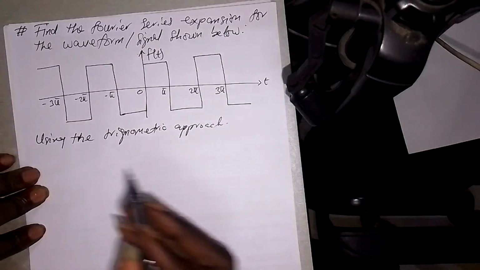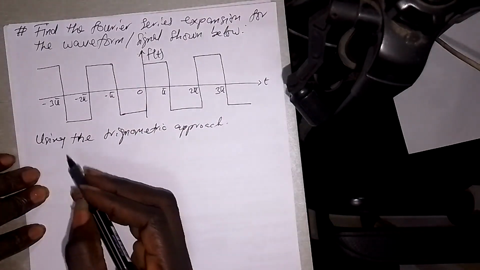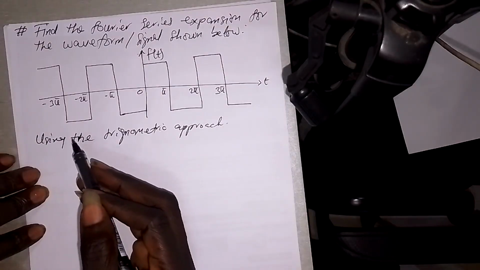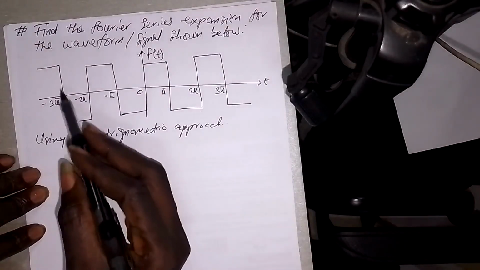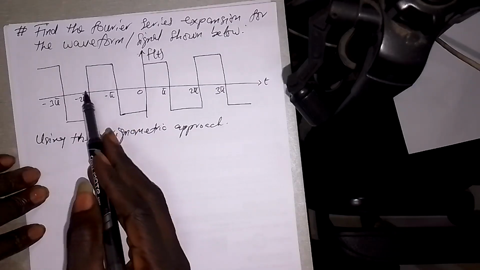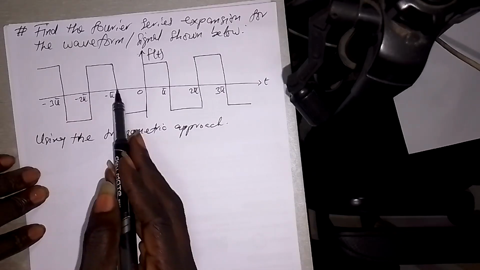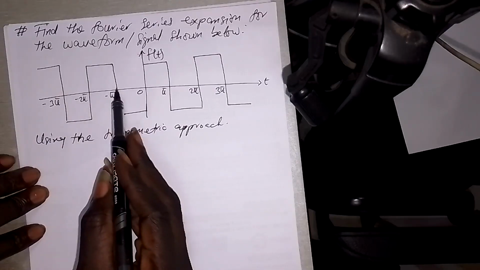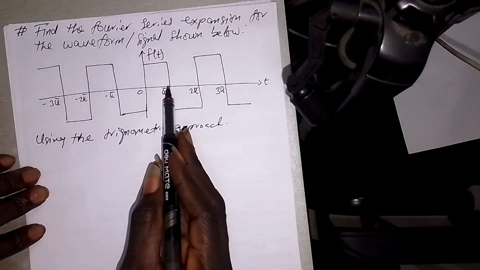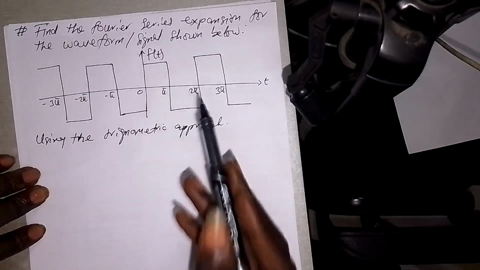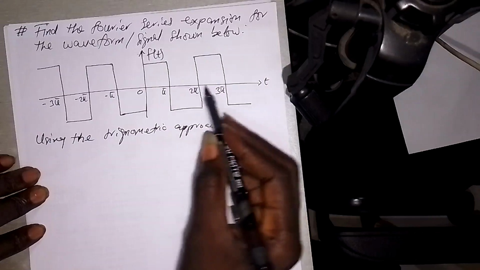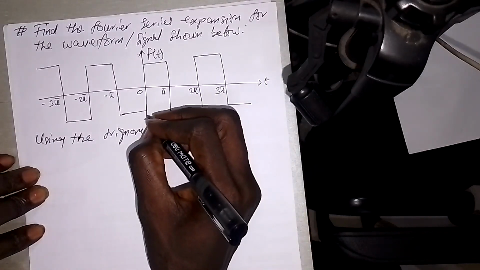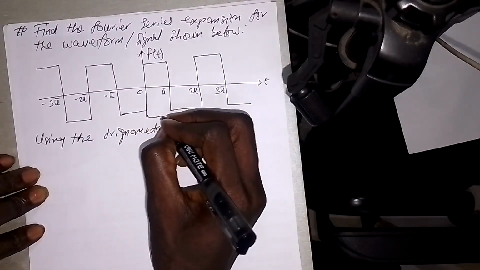Okay, so now the first thing to do is to find the period of the waveform. So the period is the time it takes for the waveform to repeat itself. So from here to here, minus 3 pi to minus 2 pi, it is not repeating itself. Minus 2 pi to minus pi is not repeating itself. Okay, it is only repeating itself at minus 3 pi to minus pi, minus pi to pi, pi to 3 pi. That's when it is repeating itself. So I'll take 0 to 2 pi as my period when it is repeating itself.